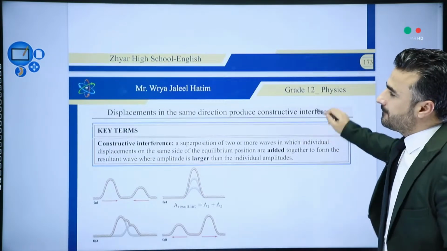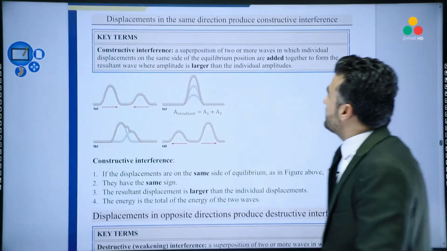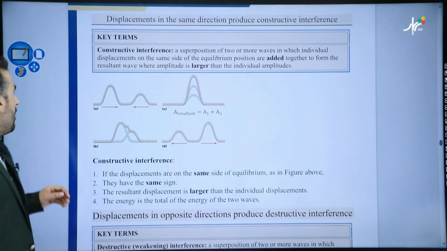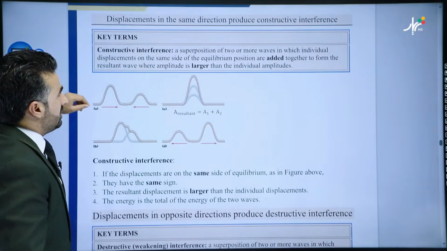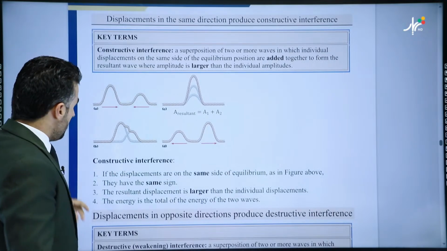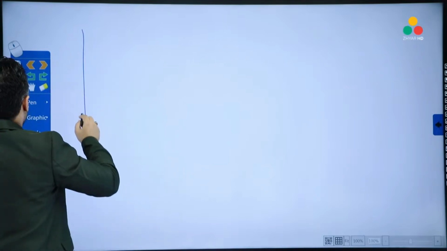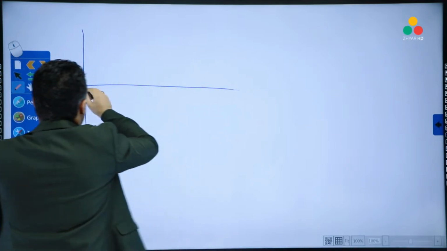Now, displacement in the same direction produces constructive interference. Now we have something called constructive interference, yeah? Let me draw this, and we will go through the definition afterwards. Once again, let's say we have two waves, yeah?